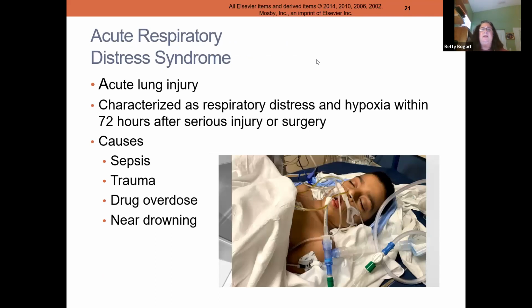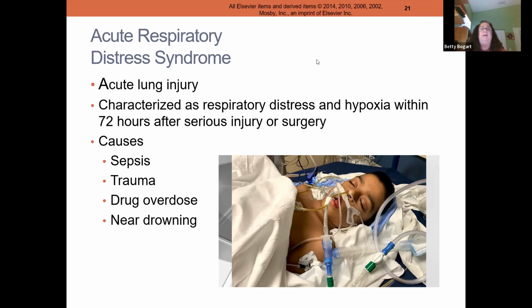Another thing that can happen to children is what we call acute respiratory distress syndrome, ARDS. This is a child who's had some sort of injury to their lungs. We can see it if they're overwhelmingly sick with infection, sepsis, or if they have been hit in the chest, a car accident, something of the sort, run into by a car. As you get older, teenagers' drug overdoses can cause it. And then, I live in South Florida, so near drownings.